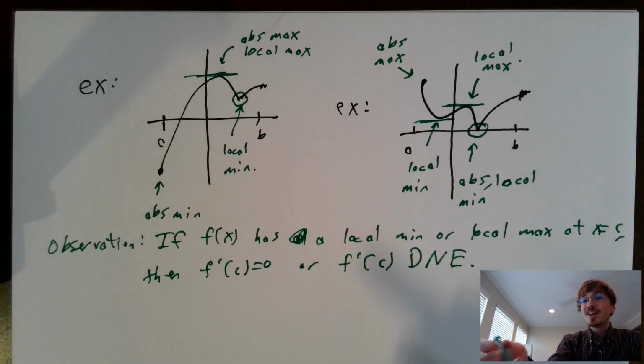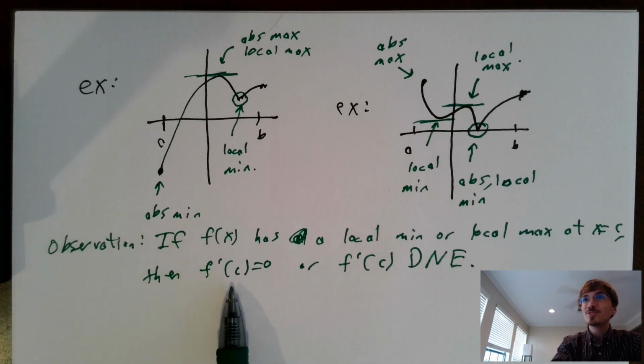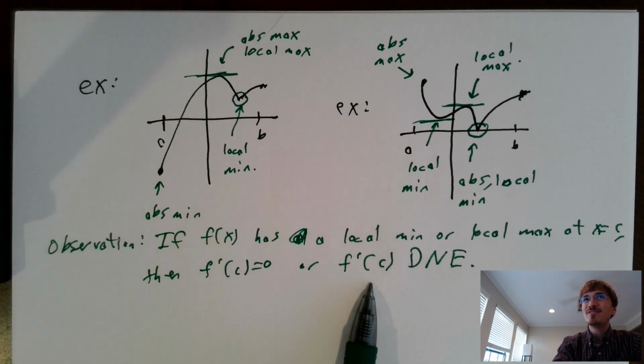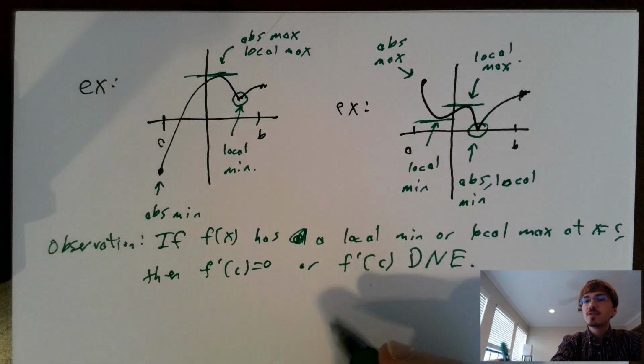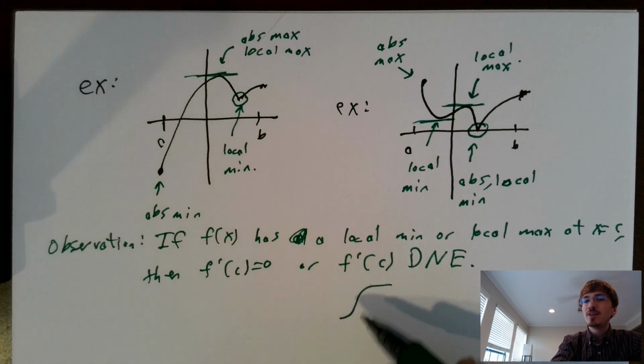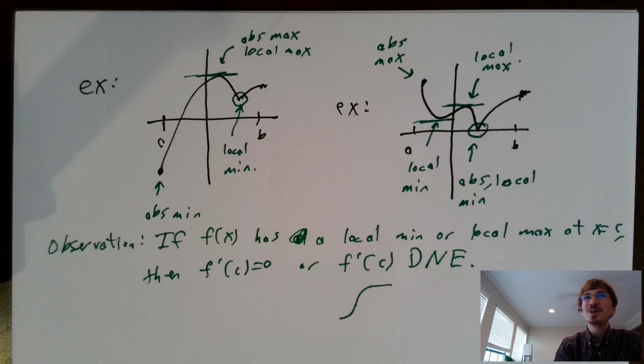So the cases that we saw up here are the only cases. If it has a local min or a local max, either we have a horizontal tangent line or we have a place at which the derivative does not exist, which could be corners or cusps or vertical tangents. But of course, a vertical tangent that looks like this will not be a local min or local max. That'll be something interesting that we'll talk about in a second.